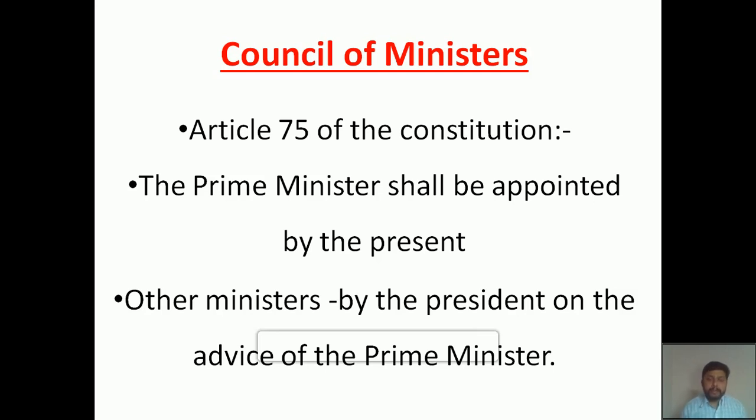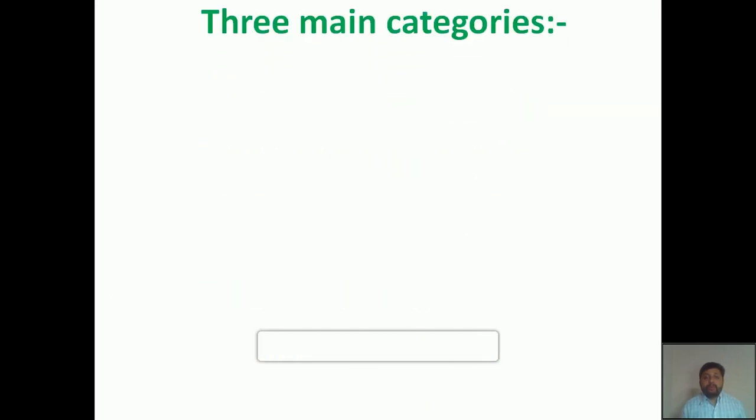Okay, so this is some information about the Council of Ministers. According to Article 75 of the Constitution of India, the Prime Minister shall be appointed by the President, and other ministers will be appointed by the President on the advice of the Prime Minister. There are three main categories of ministers.